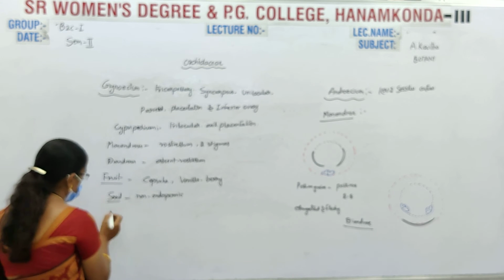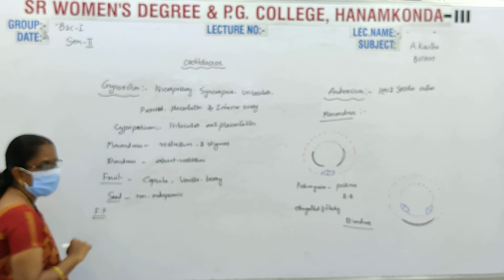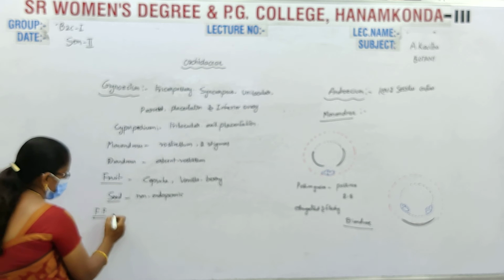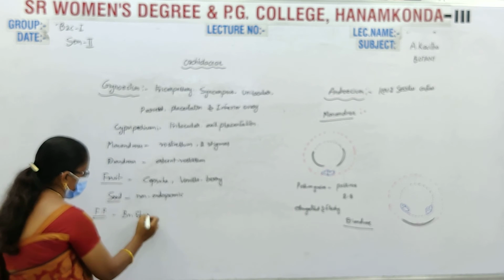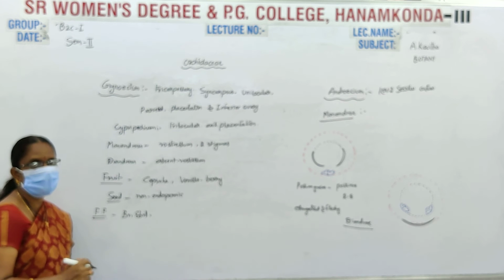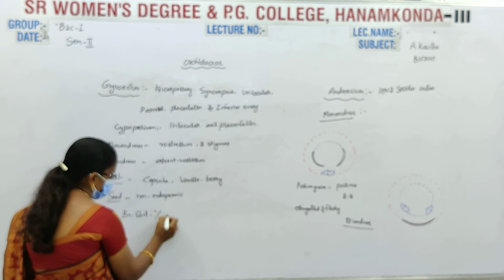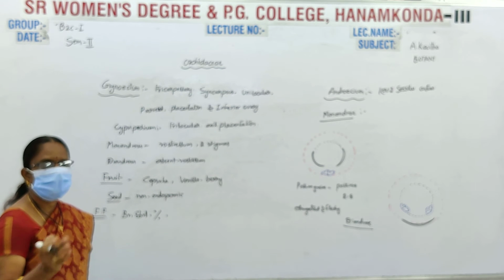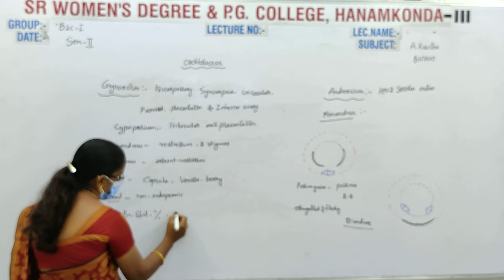And next one we will see the floral formula of Orchidaceae family. The Orchidaceae floral formula is bracteate, ebracteolate, zygomorphic. Zygomorphic means two petals are large and two petals are small and one petal is large. And bisexual.